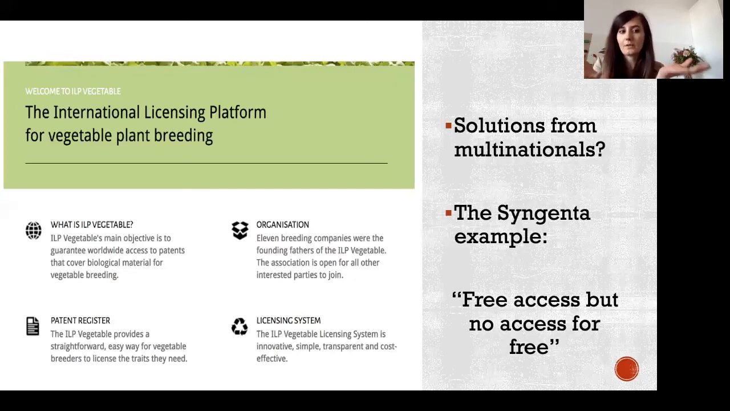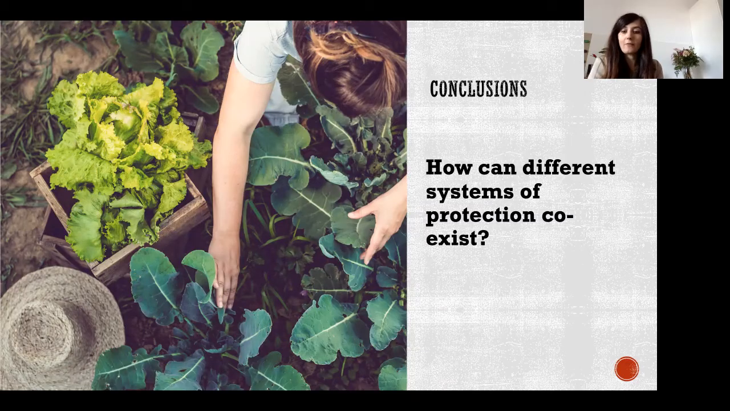Now, of course, the reach of the platform is limited if not every single global stakeholder is included. But that would involve a lot of transaction costs, of course. But it can be a solution. So, combining different types of systems. And indeed, we will not have a definitive answer on what is the best system to adopt for plant variety protection, but how can we have different systems that respond to different interests? How can we make these systems coexist?